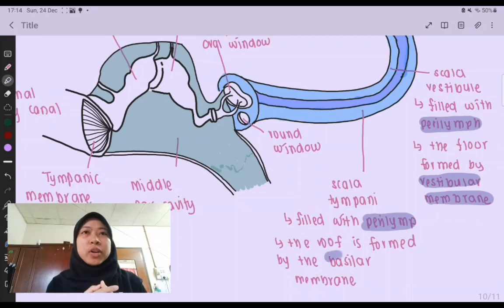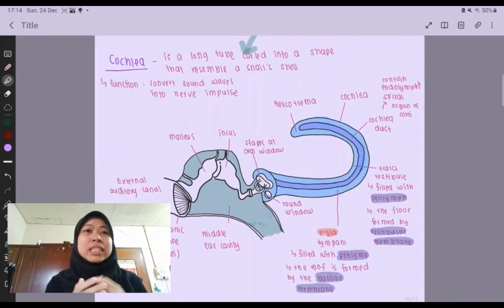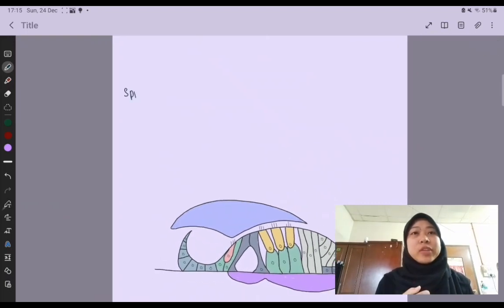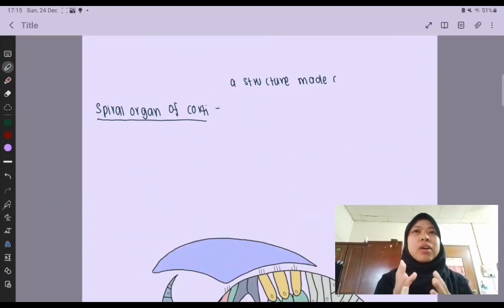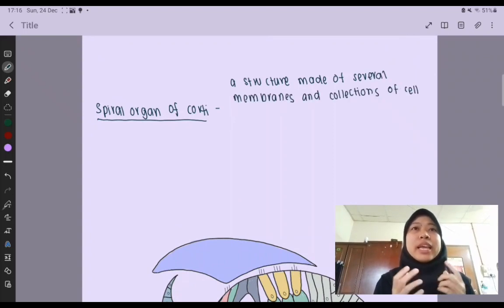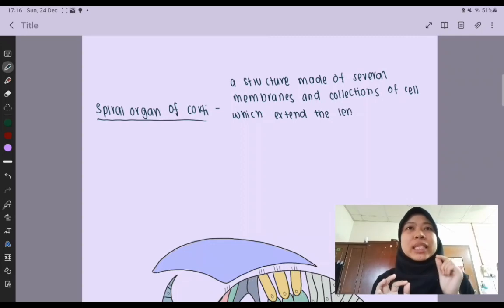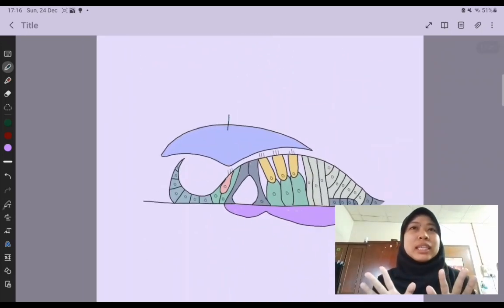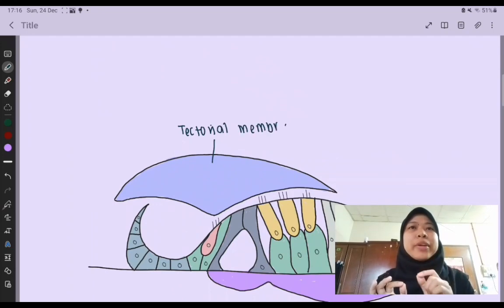The main structures of the cochlea that I highlight are the scala tympani, scala vestibuli, and cochlear duct. The last part of the ear is the spiral organ of Corti. The spiral organ of Corti is a structure made of several membranes and collections of cells which extend the length of the cochlear duct. The blue color is the tectorial membrane.